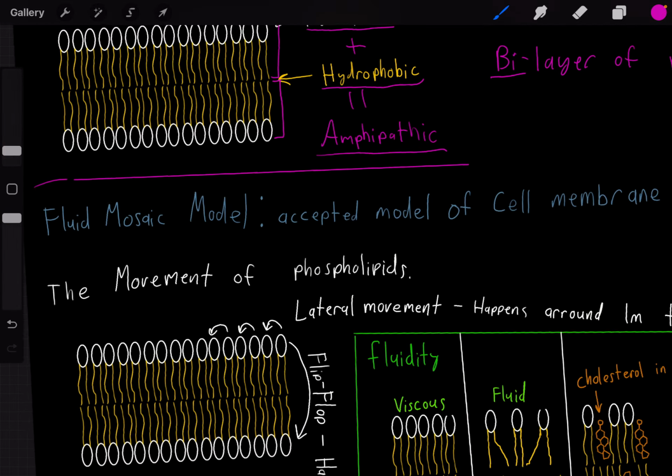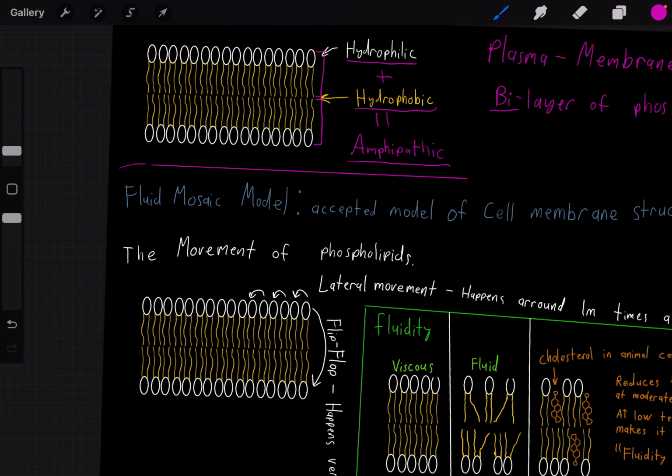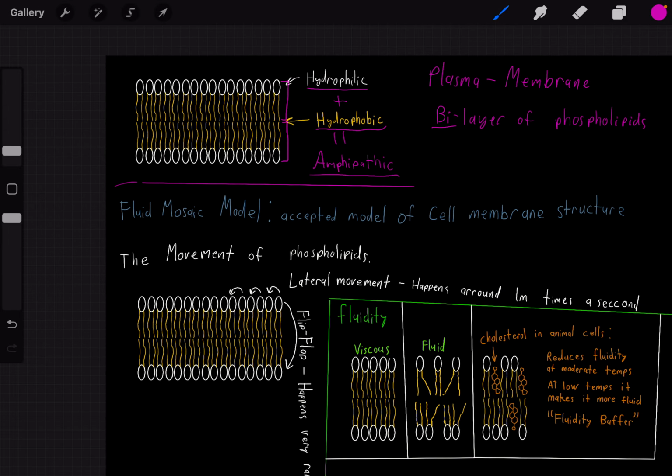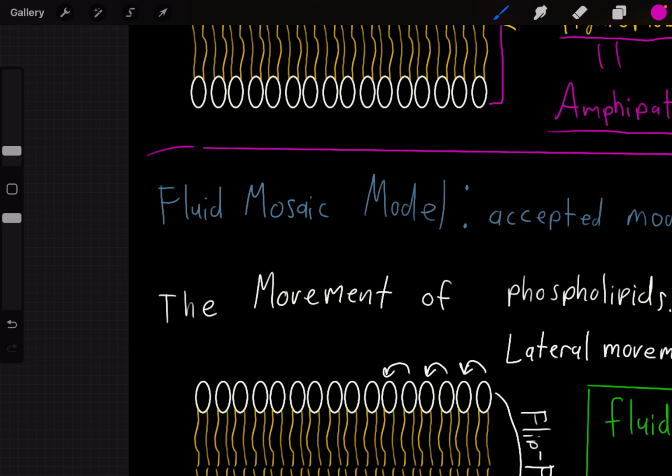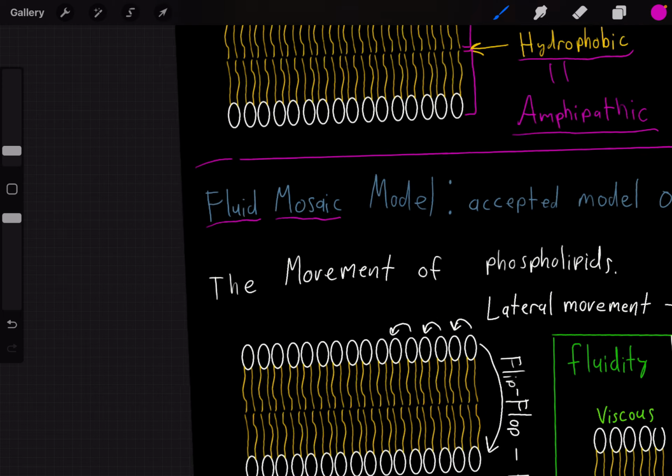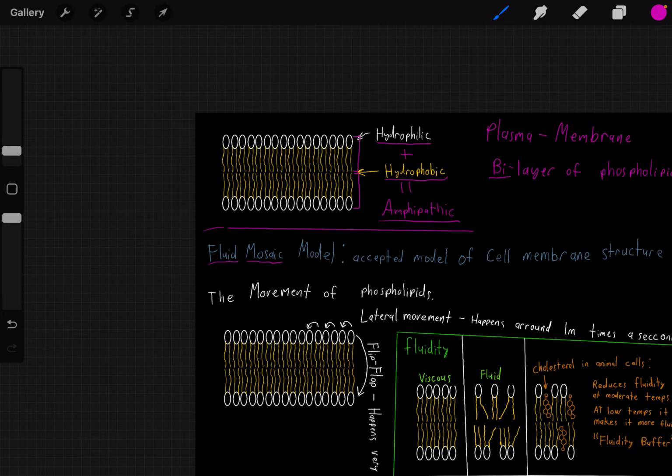Continue on to what a fluid mosaic model is. It's basically the accepted model of the cell membrane structure. Basically, the whole point of it, while I was reading the book, is the fluid part is talking about the fluidity of the membrane, and the mosaic part is talking about the proteins inside of the membrane, which we'll talk more about later.